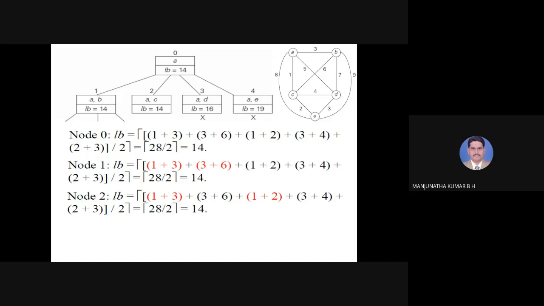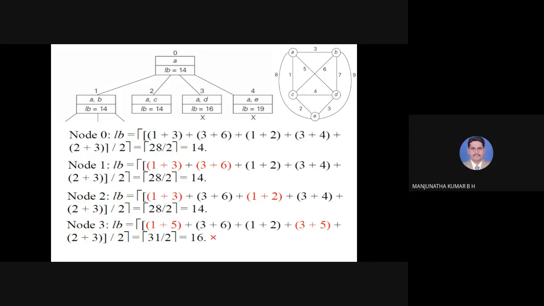For B, no changes, 3 plus 6. And for C, the nearest vertices are A and E, so it is 1 plus 2. D no changes, E no changes, and you will get a total sum of 28, divided by 2 is 14. So the node 2 calculation is over.